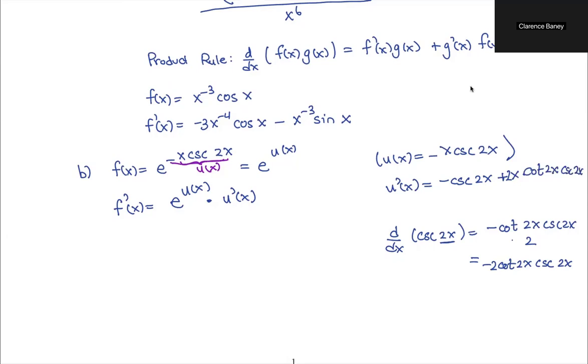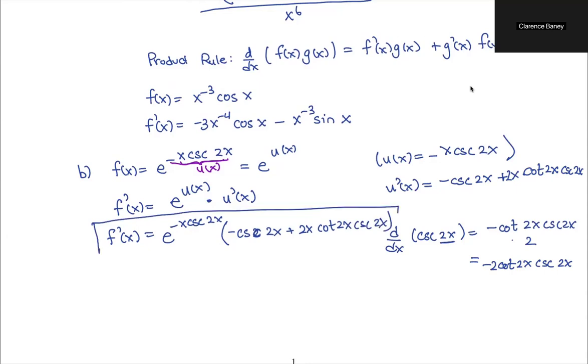And so when I go to express my derivative here, it'll be e to the negative x cosecant of 2x times then negative 2 cotangent of 2x, sorry. Oh, nope. See, I got mixed up. So negative cosecant of 2x plus then 2x cotangent of 2x cosecant of 2x. And that would be the entire derivative for you.